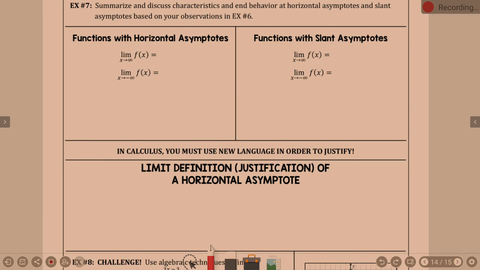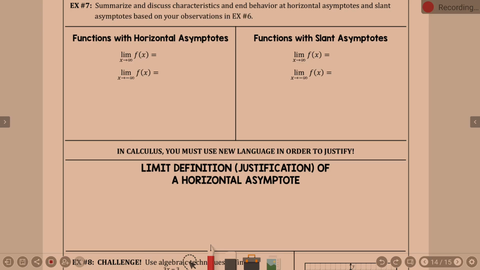On example 7, they ask us to summarize and discuss characteristics and end behavior at horizontal asymptotes and slant asymptotes based on your observation in example 6. I kind of feel like we've been doing this all day. But so, functions with horizontal asymptotes. Example 6 is what we just did. Who had horizontal asymptotes? That would be A and B. And what did we notice about those answers?